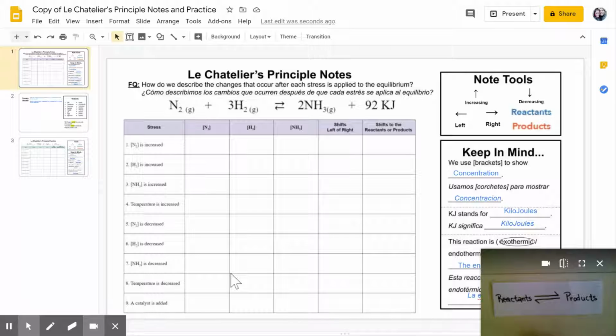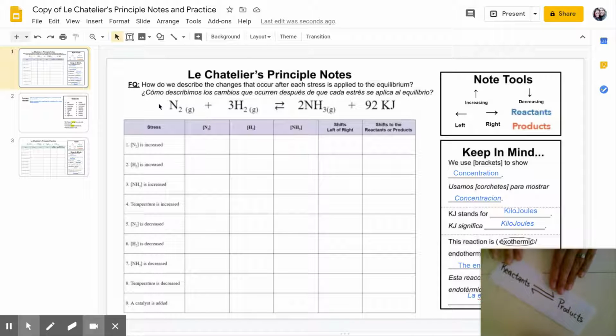So how do I use this manipulative, and how is it going to show me how equilibrium is going to shift? Well, my first stress here is the concentration of N2 is increased. So I'm going to look up here and I'm going to find N2. N2 is over here on the reactant side. So I'm going to take this and I'm going to increase the reactants. Okay, you see how the reactants go up?